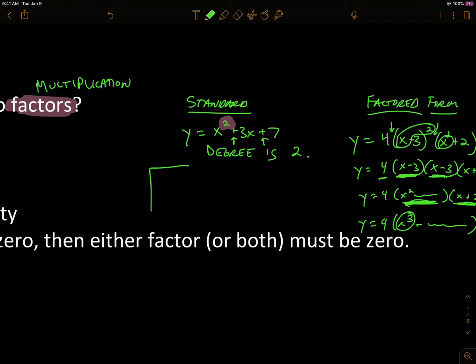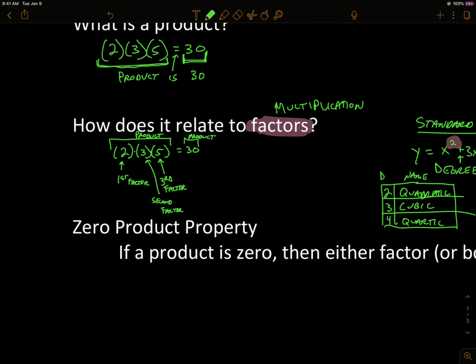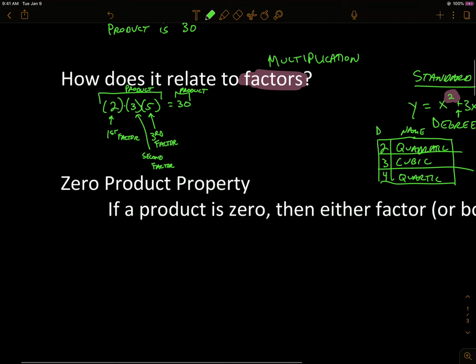We have names for these degrees, so that's the other thing we wanted to review from last class. I'm not going to name them all again. I'll just give you a couple. A degree 2 was a quadratic. I know that's weird because quad sounds like 4. Degree 3 is a cubic. A degree 4 would be a quartic, like a quarter. There's 4 quarters in a dollar. All right, so that's our little review. And now we know what product means and how it relates to factors.